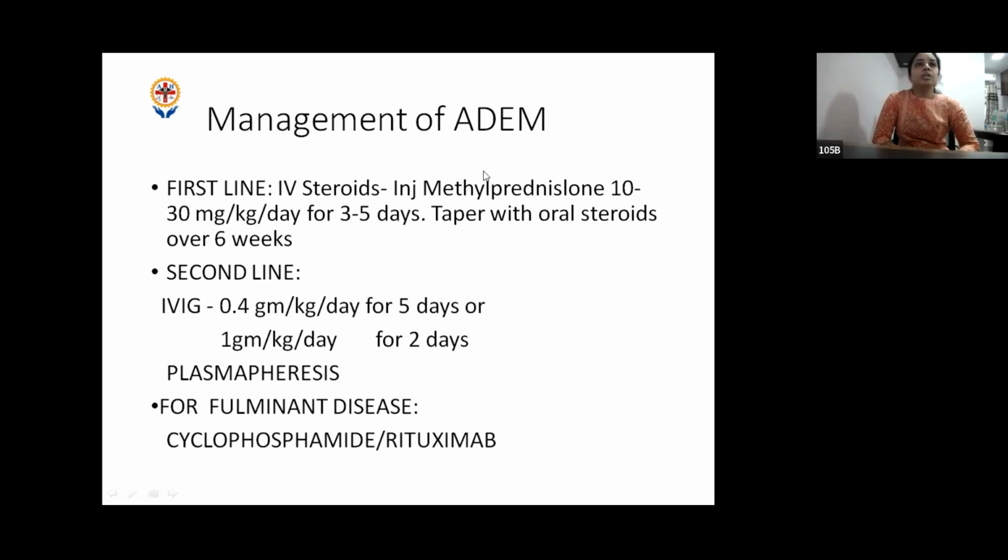So coming to the management, first line treatment includes IV steroids, pulse dose methylprednisolone, 10 to 30 mg per kg per day for 3 to 5 days. And we can taper with oral steroids over 6 weeks to prevent relapse. If first line management fails, we can try IVIG at 0.4 gram per kg per day for 5 days, or 1 gram per kg per day for 2 days, or plasmapheresis. And in literature, there are certain case reports of response to cyclophosphamide or rituximab in cases of fulminant disease.